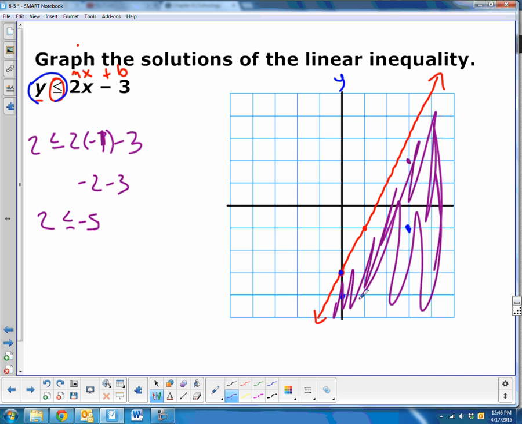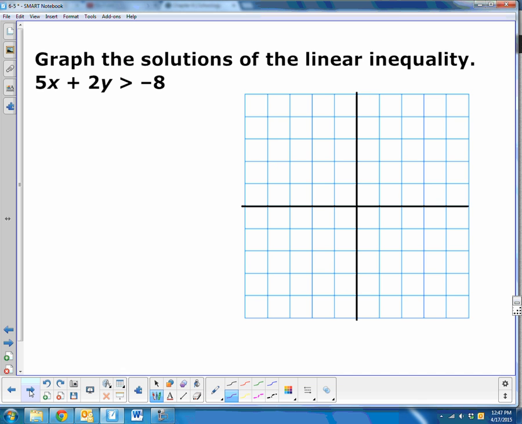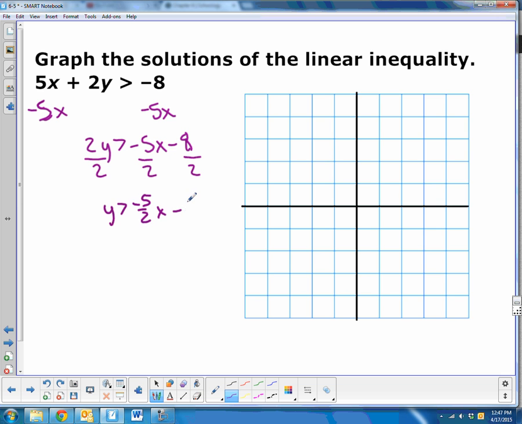I went through that really slowly. I'm going to go through the next one a little bit faster. Okay, I got to get y by itself. I'm going to graph this equation. So I'm going to minus 5x from both sides. We get 2y greater than negative 5x minus 8. Divide everything by 2 to isolate the variable, and we've got negative 5 halves x minus 4.